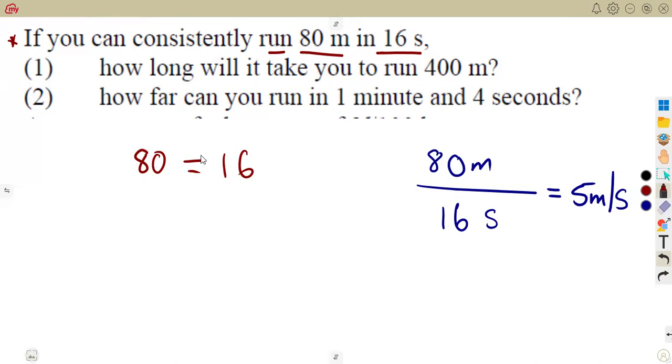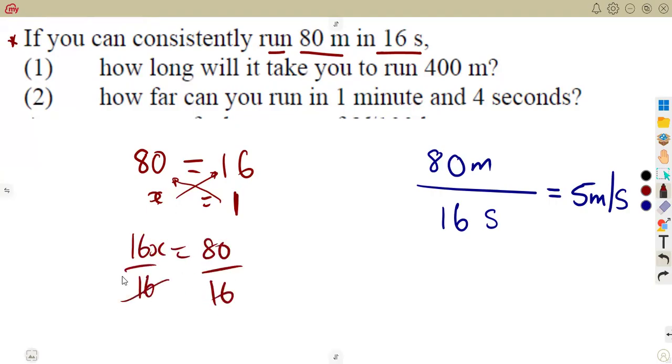80 meters, 16 seconds. What about 1 second? It's how many meters? You can have that cross multiplication. 16 times x, 16x is equal to 80. Divide by 16, divide by 16. So x is going to be what? 5. You still have the same answer, that one.